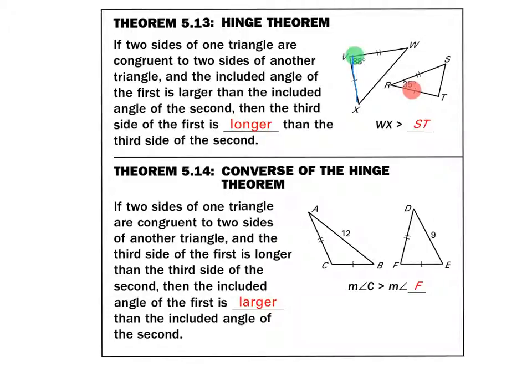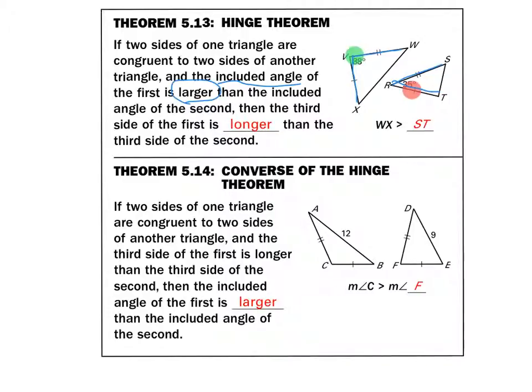so look to the right, meaning VX and RT are congruent, VW and RS are congruent. And then here is the important part. The included angle of the first triangle is larger than the included angle of the second. So I highlighted in green, the green angle on the inside, WVX, is 88 degrees, and SRT, the red angle, is 35 degrees. Then the conclusion we draw is the third side, which is WX, must be longer than the third side, ST.